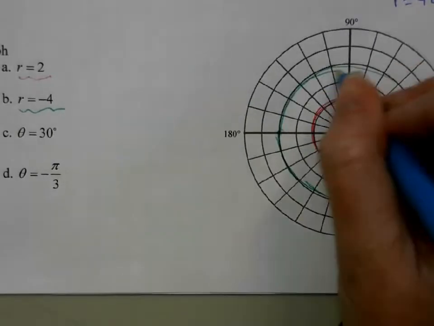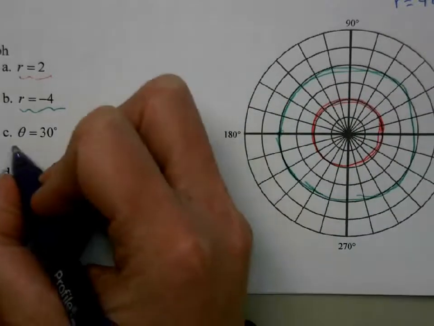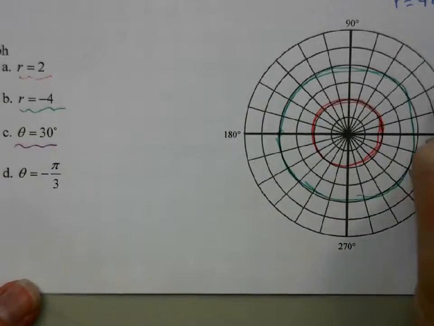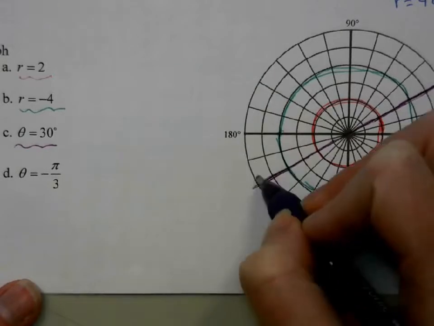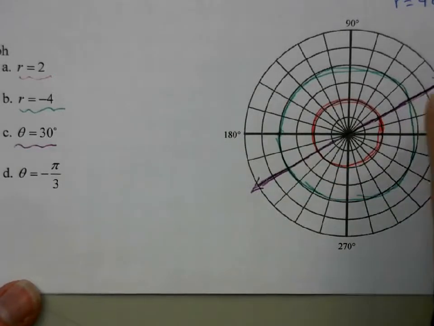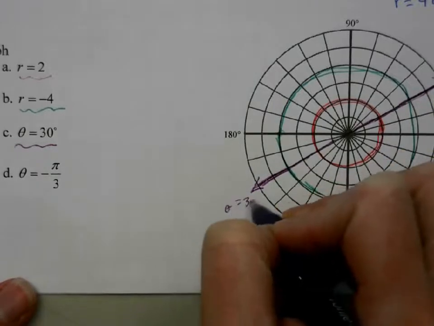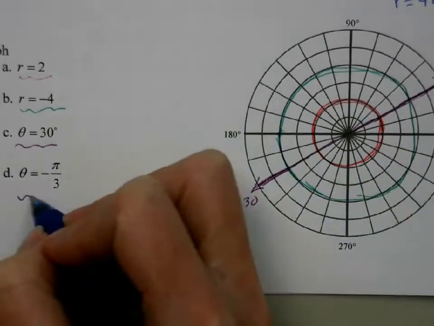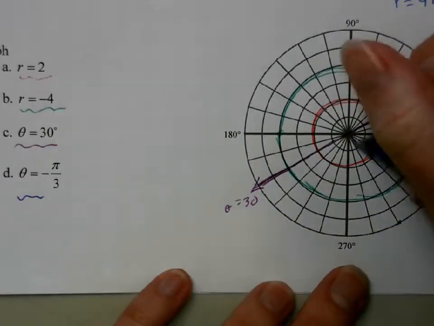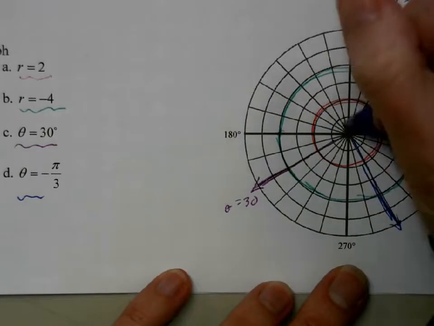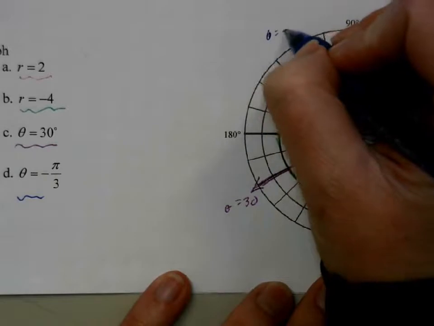For the theta equals, those are lines. So 30 degrees is right here. So it's going to be the line, and it's going to go all the way through. Okay, so we include both parts of this. Okay, and then our last one, theta equals -pi/3 is going to be the same as -60, and then we'll do that whole line. Okay, so that's basic lines and circles.